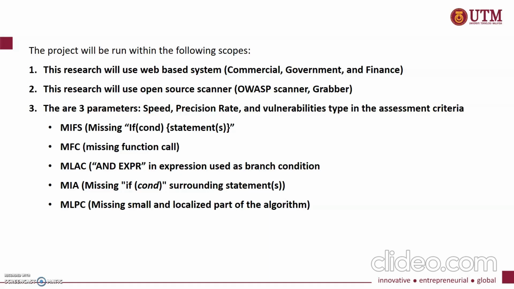Research scope. There are 3 scopes that will cover the research. The first one is the research will use web-based systems, commercial, government, and finance as the target. Second, this research will use open source scanners, OWASP ZAP and Grabber. And there are 3 parameters: speed, precision rate, and vulnerability type in the assessment criteria. There are 5 criteria: missing if call statements, missing function call, and XPR expression used as branch condition, missing if call surrounding statement, and missing small and localized part of algorithm.